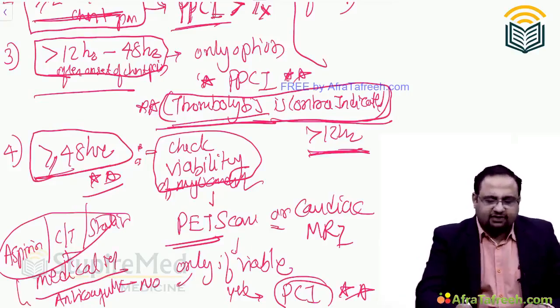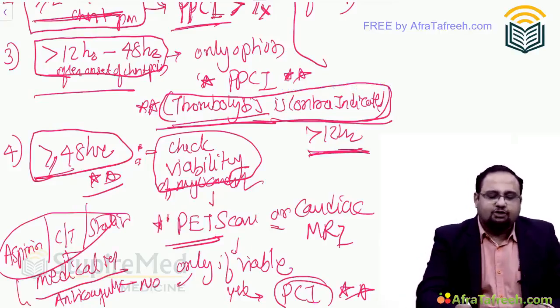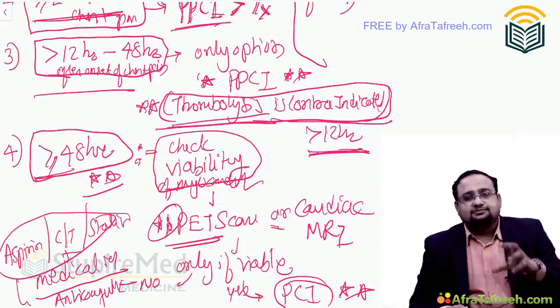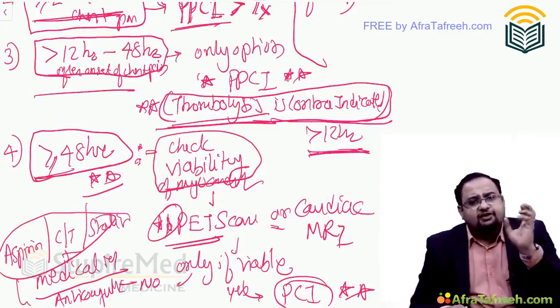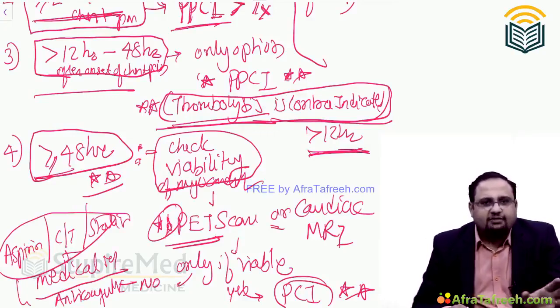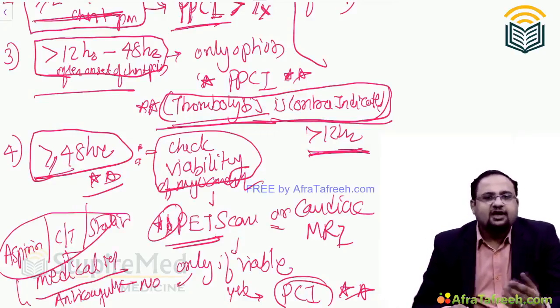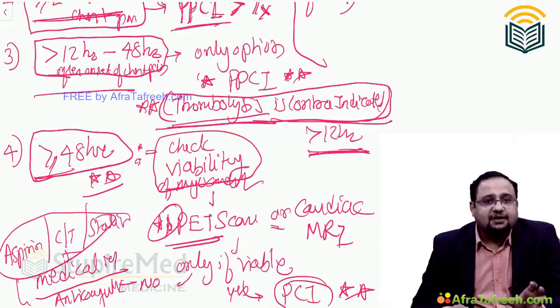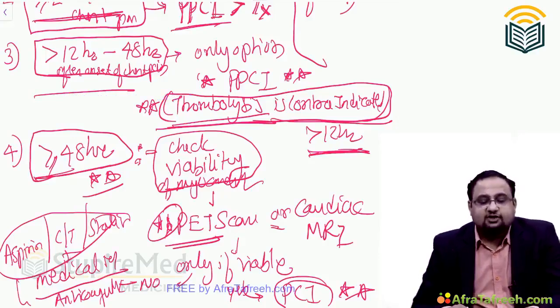If the facilities are available, you can go ahead and do the PET scan and see whether the myocardium is viable or not. If it is viable, then you can go ahead and do the angioplasty. If it is not viable, only medical management has to be done, with aspirin, statins, and a second antiplatelet agent in the form of clopidogrel or ticagrelor. Of these, ticagrelor is better than clopidogrel. I repeat again, ticagrelor is better than clopidogrel because clopidogrel has resistance.